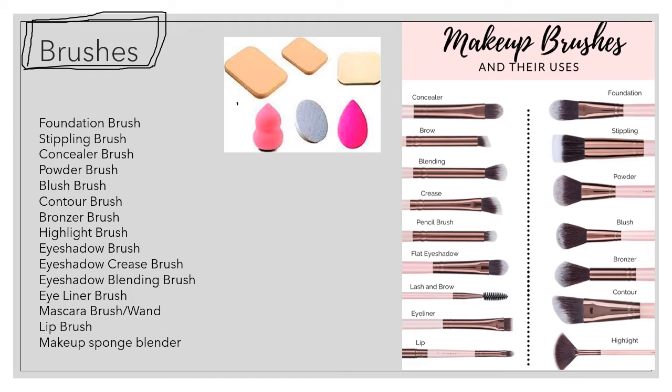So these are basically makeup blenders, and there are different brushes, so you could use the different sizes. Like there is a foundation brush, there is a stippling brush, there's a concealer brush, there's a powder brush, there is a blush brush, there's a contour brush, there's a bronzer brush, highlighter brush, eyeshadow brush, eyeliner brush, mascara brush, lip brush, and so many other types, so that they could be used for easy blending. Here you can see an image of different brushes that are available: the concealer, the brow, the blend, the crease, the flat shadows, the eyeshadows, the highlighter, the contour, the bronzer.